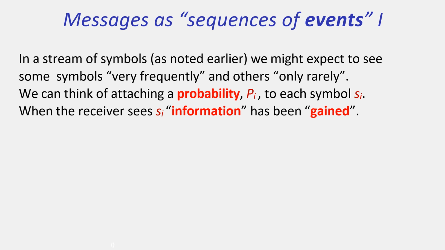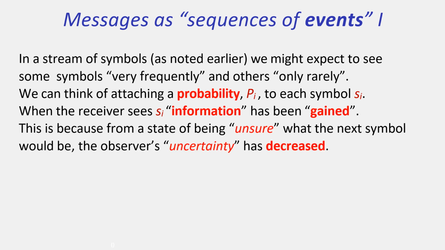So when a receiver does see a character S sub I, they have gained information as a result. The reason for that is that from being in a state where they don't know what the next symbol is going to be, that uncertainty has been reduced. They have seen the next symbol, they have gained information, they are no longer as uncertain, no longer as unsure.